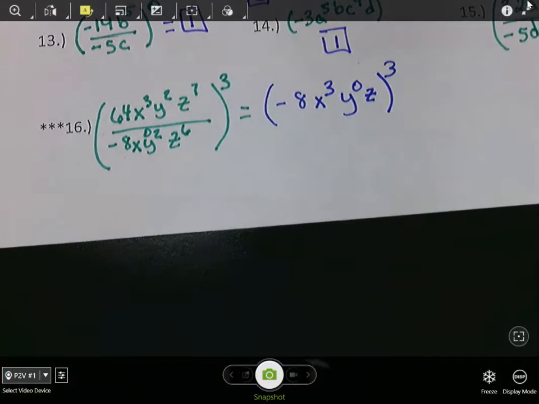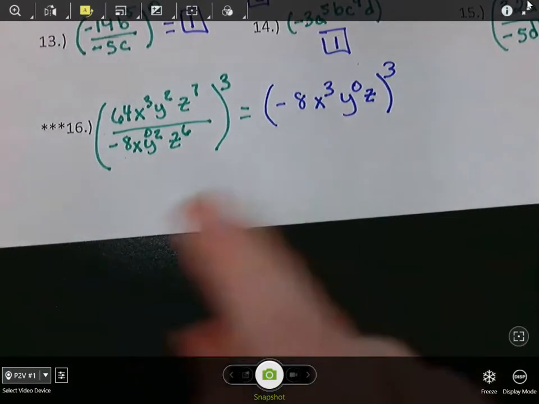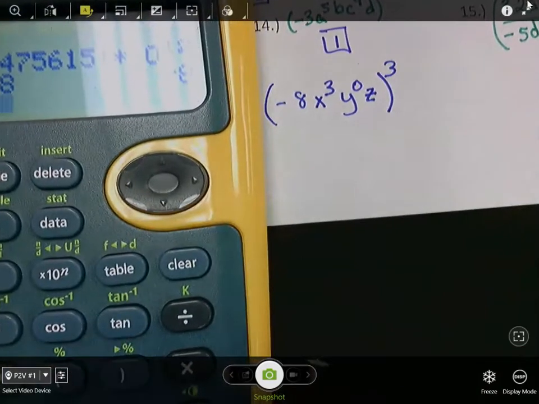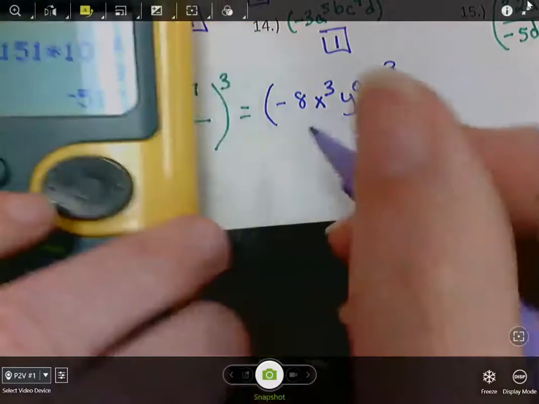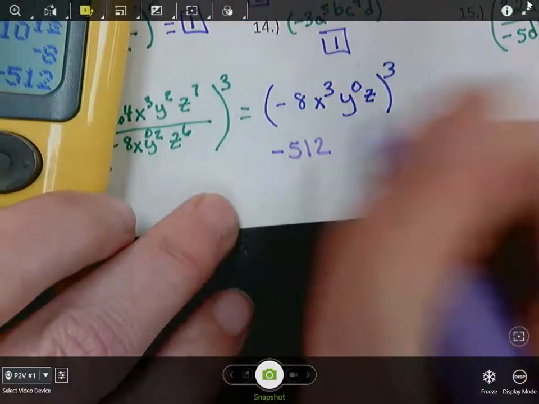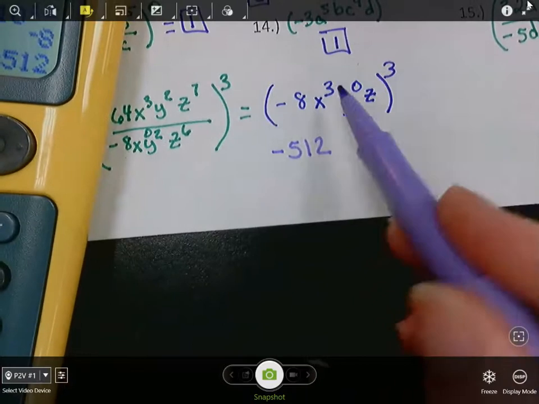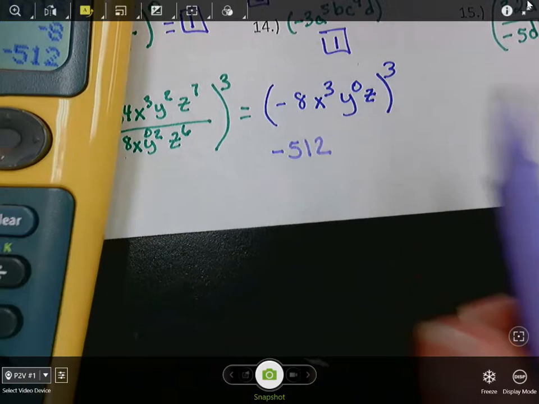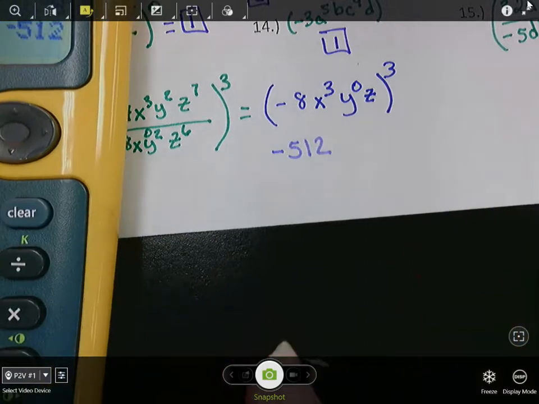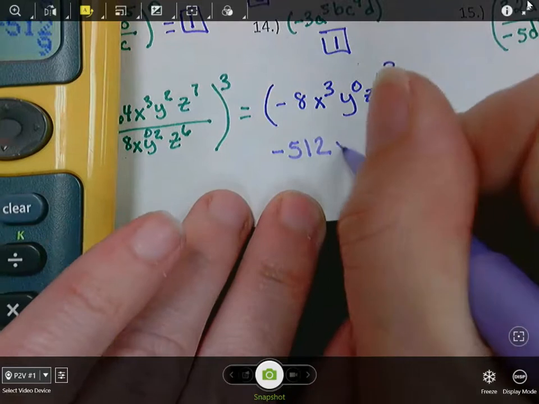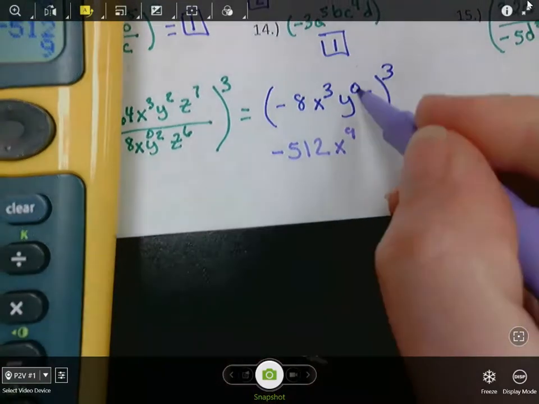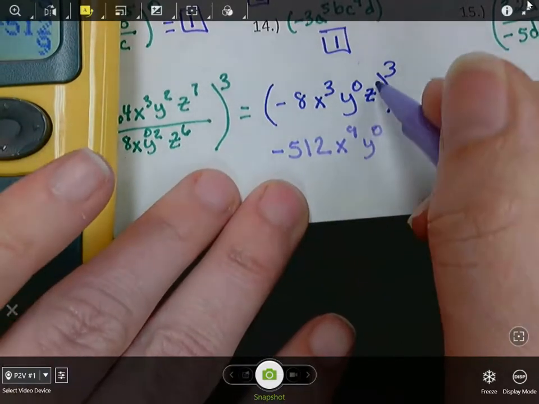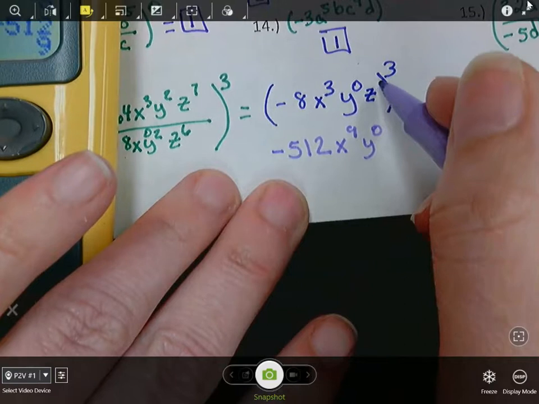Okay, now we have to raise everything to the 3rd power. So let's do parentheses negative 8 to the 3rd power. I get negative 512. Now, what am I going to do with these 3's? You're raising a power to a power, so you multiply them. So 3 times 3 is 9, so x to the 9th. What's 0 times 3? 0. So y to the 0. And then z to the 3rd power.